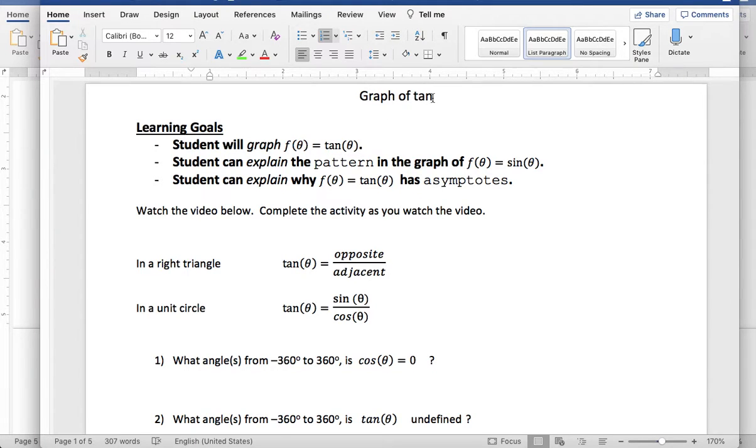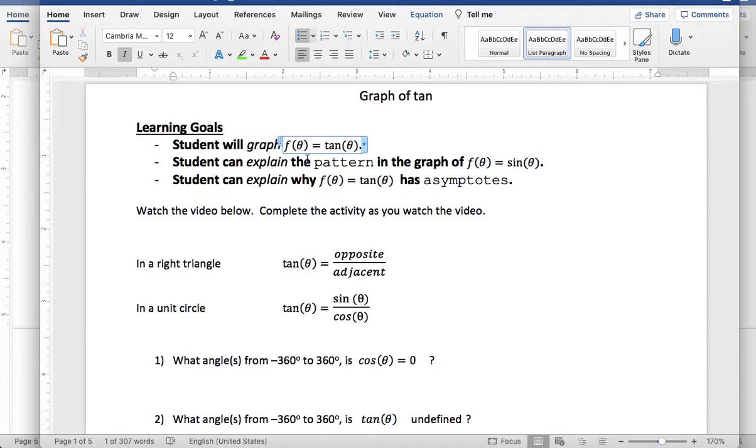This video will walk you through your guided notes for how to graph tangent of theta. So at the end of these guided notes, you should know how to graph f of theta equals tangent of theta. Once again, this theta is just an angle. It's like an x but for angles, and f of theta is like a y. So you should be able to graph y equals tangent of theta.